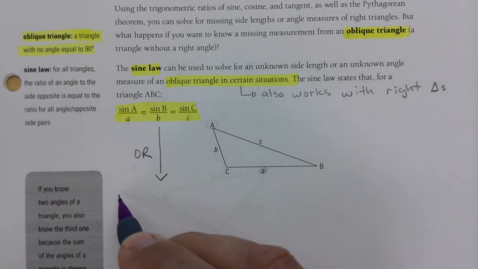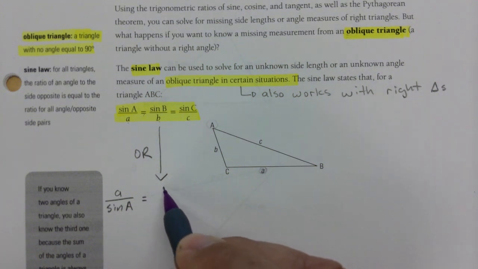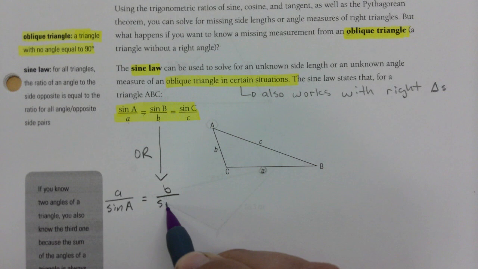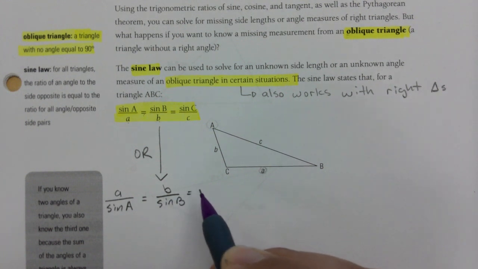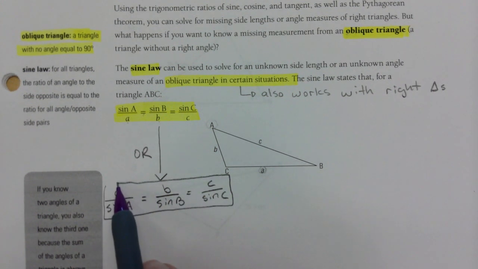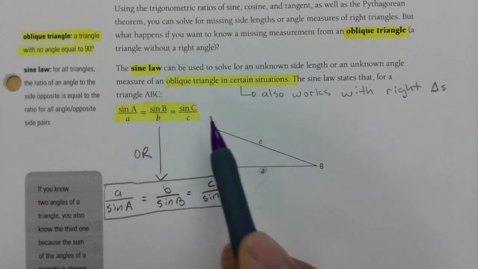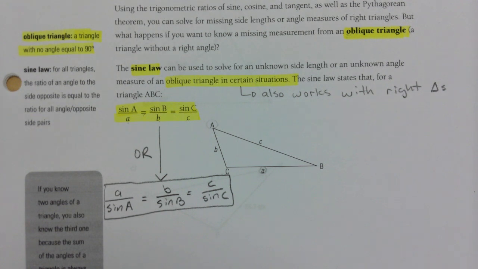You can write it like this, or you could also write it like this. A over sine A is equal to B over sine B is equal to C over sine C. Okay? It's important that you know that you could have the side lengths on top, or you could have the side lengths at the bottom. Okay?